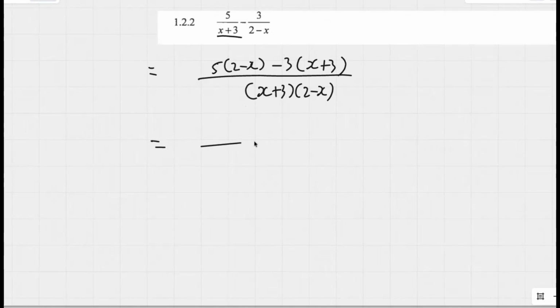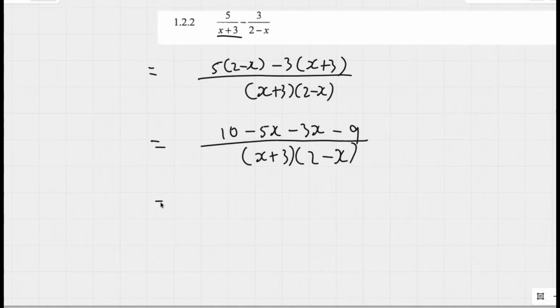And that equals, in our numerator, 5 times 2, we're going to get 10. 5 times negative x, negative 5x. Negative 3 times x, negative 3x. And we're going to get a negative 9 here at the end. And our denominator is going to stay the same.